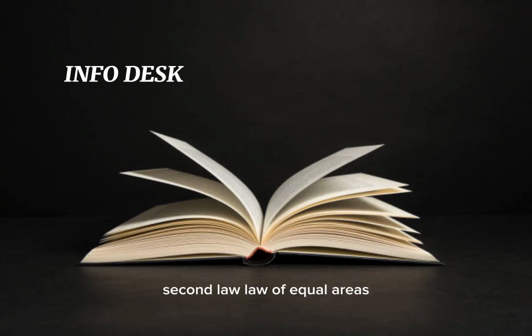Second law, law of equal areas. Kepler's second law states that an imaginary line joining a planet to the Sun sweeps out equal areas in equal time intervals. This means that a planet moves faster when it is closer to the Sun and slower when it is farther away.